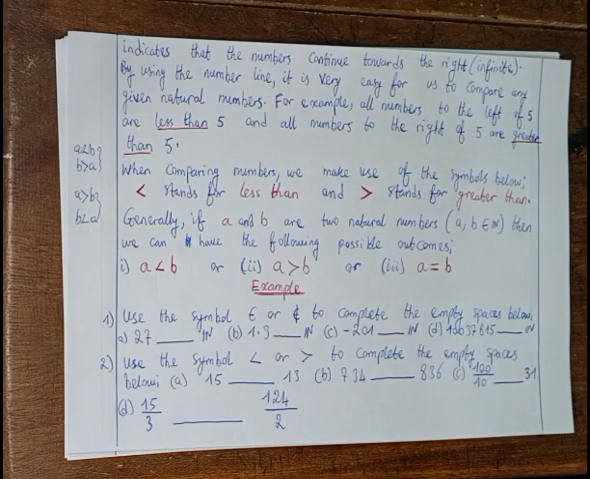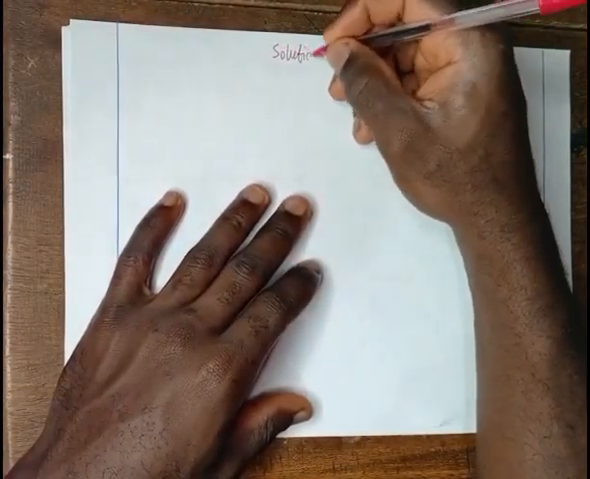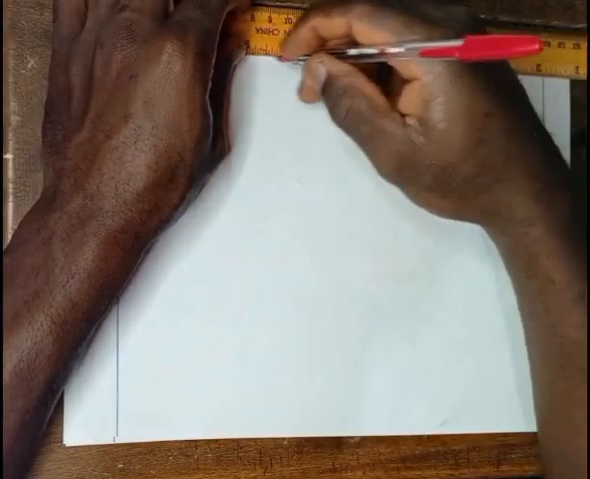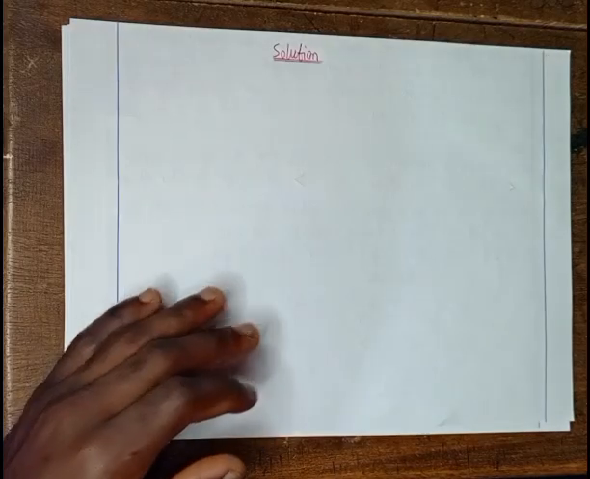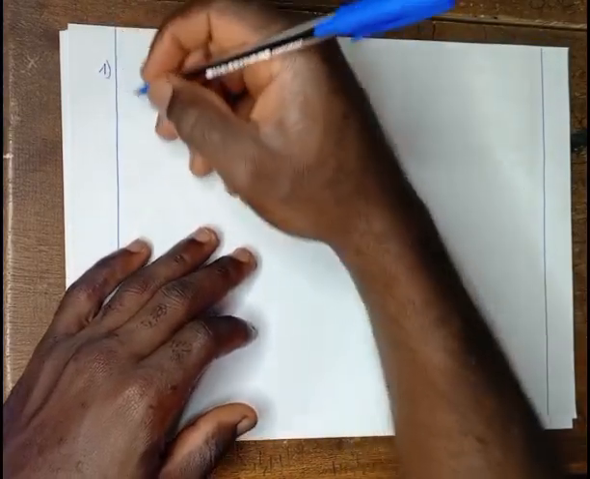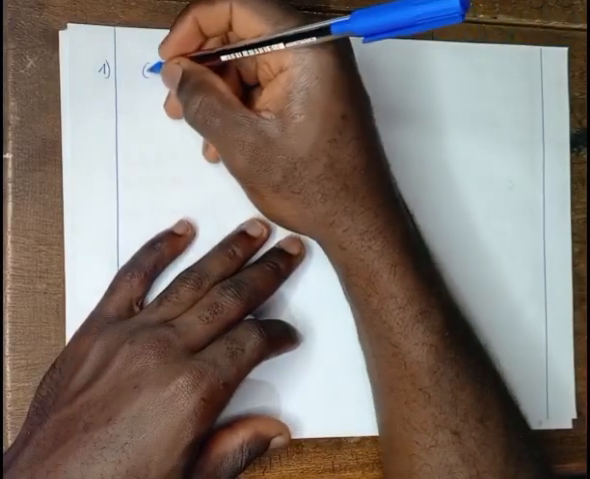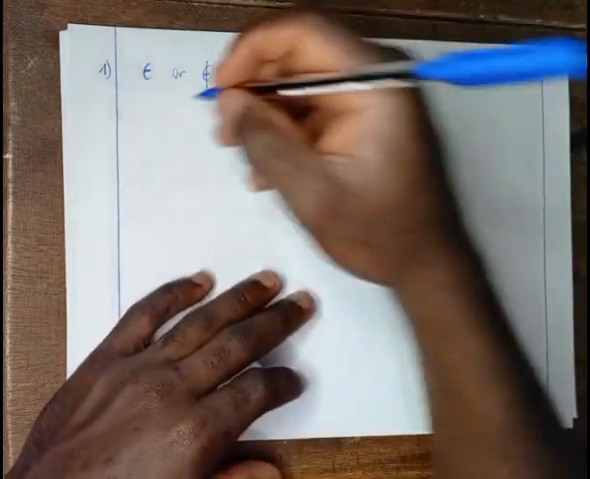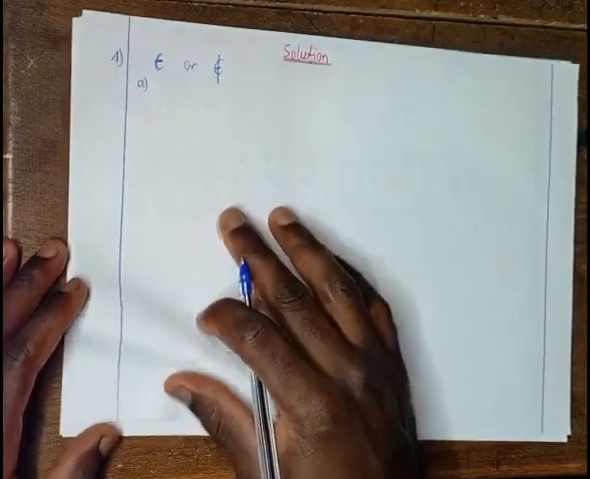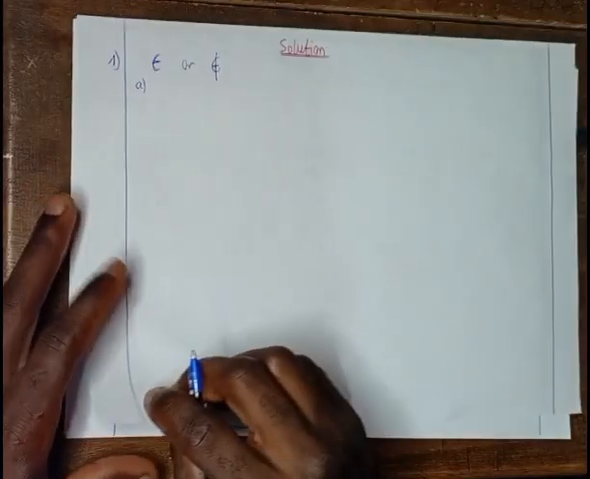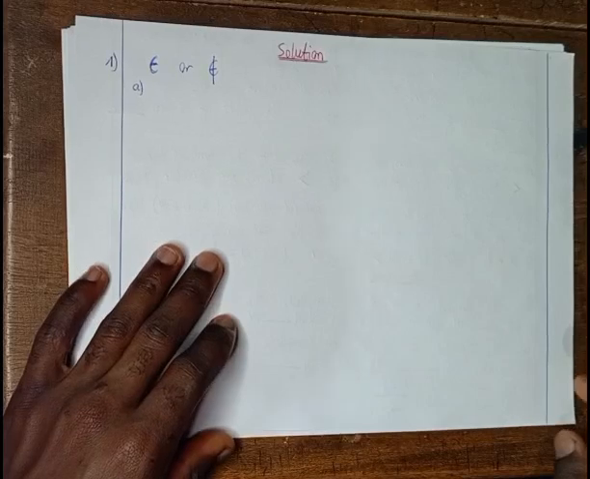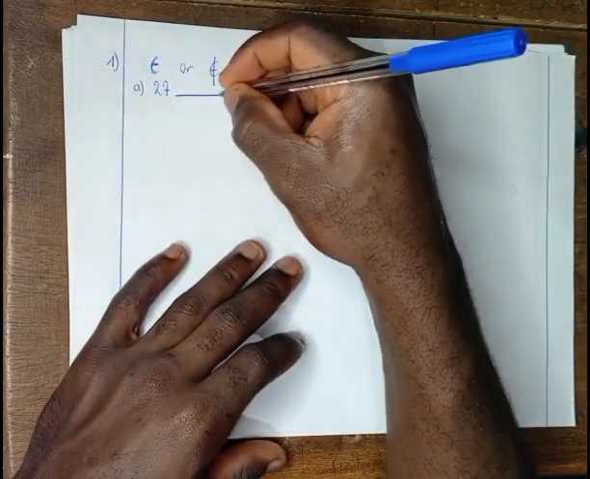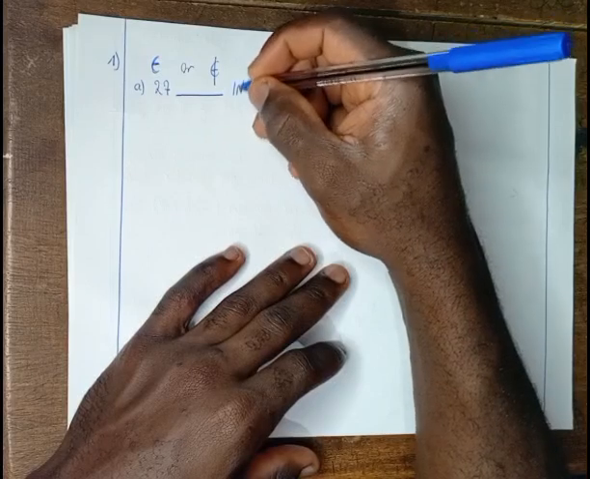We have to answer these questions. Next, we are going to take now the solution. Let's proceed to the solution. Question 1. It says that we should use the symbol belongs to or does not belong to complete the empty spaces below. For the first question, A, we have 27. The empty space, set of natural numbers.